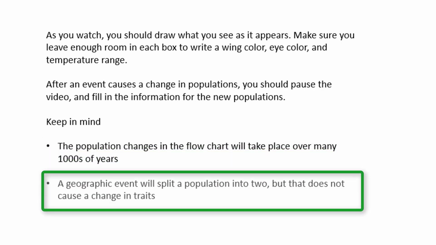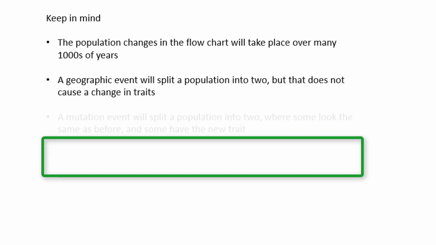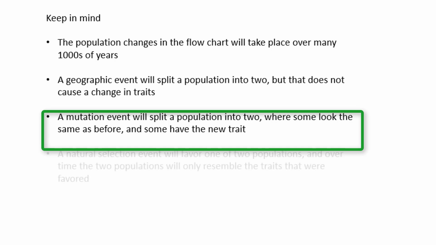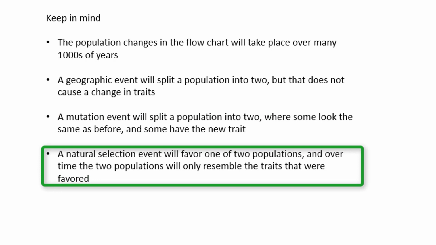A geographic event will split a population into two, but that does not cause a change in traits. A mutation event will split a population into two, where some look the same as before and some have the new trait. A natural selection event will favor one of two populations, and over time, the two populations will only resemble the traits that were favored.